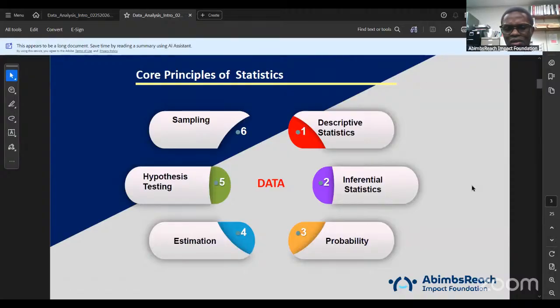And the next thing I want to touch base on are the core principles of statistics, because these core principles are actually what we are going to be adopting when we want to derive those values that I have mentioned that we get from data.